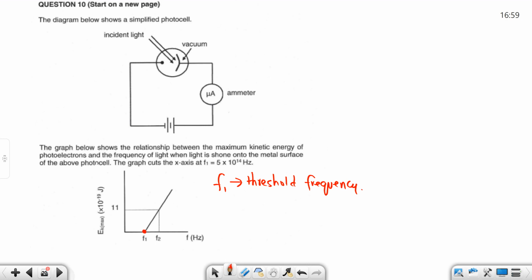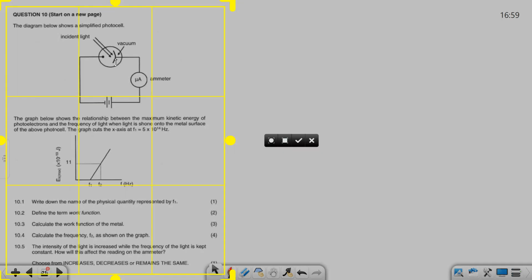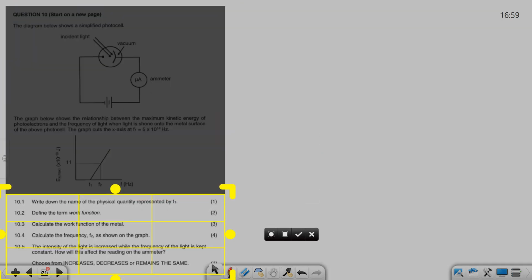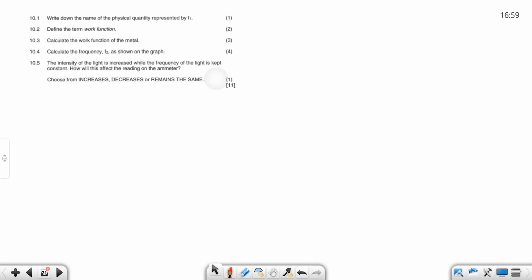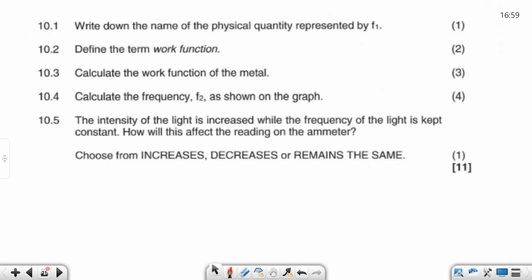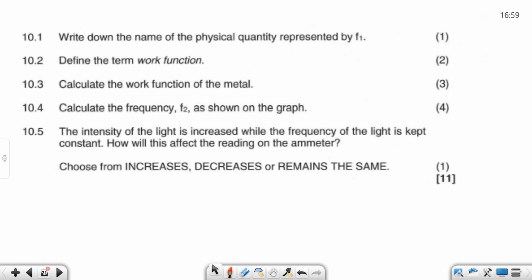Right? Lovely. Let's go check now what the question is saying. 5 minutes or so, I want us to be done with this without much stress. Okay, look at the first question. It says, write down the physical quantity represented by F1. I think we did that even before looking at the question. What is F1 again? Threshold frequency. Beautiful. That one is done.